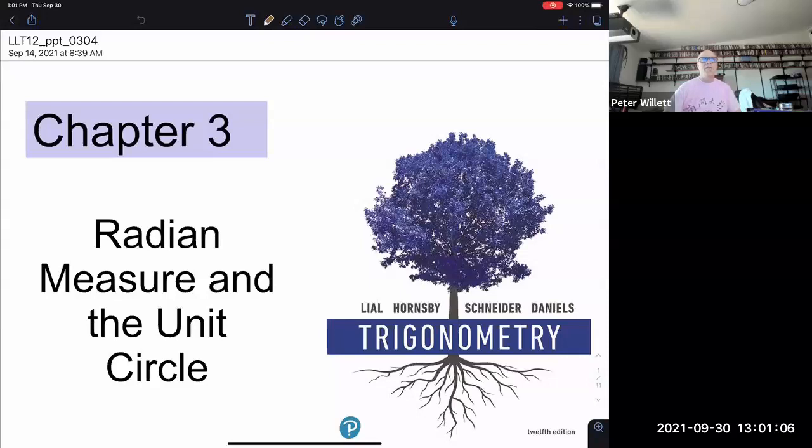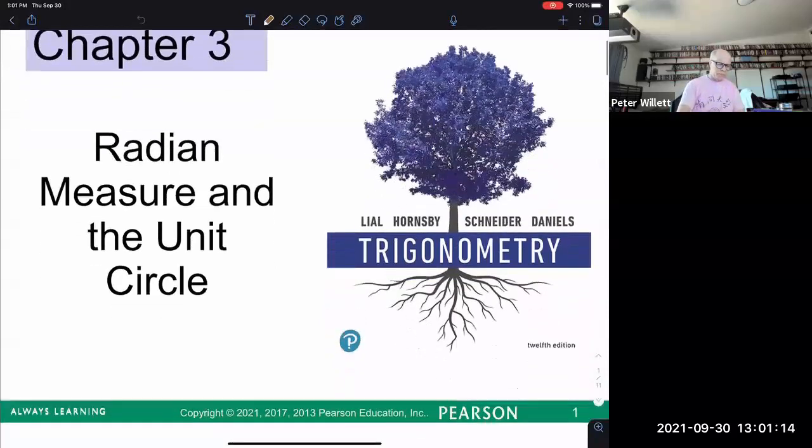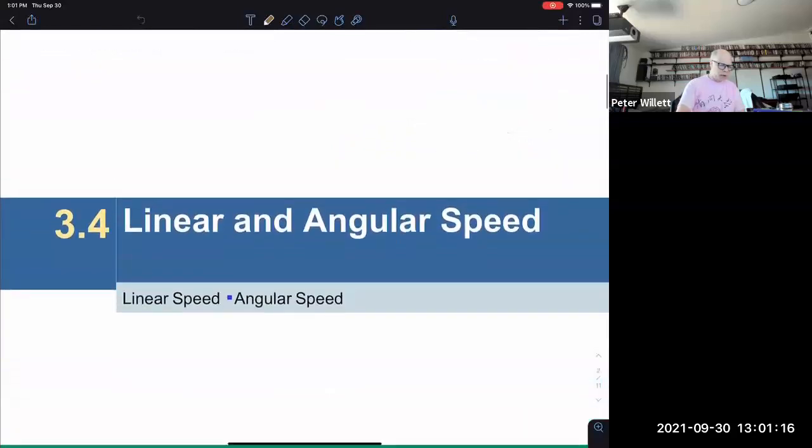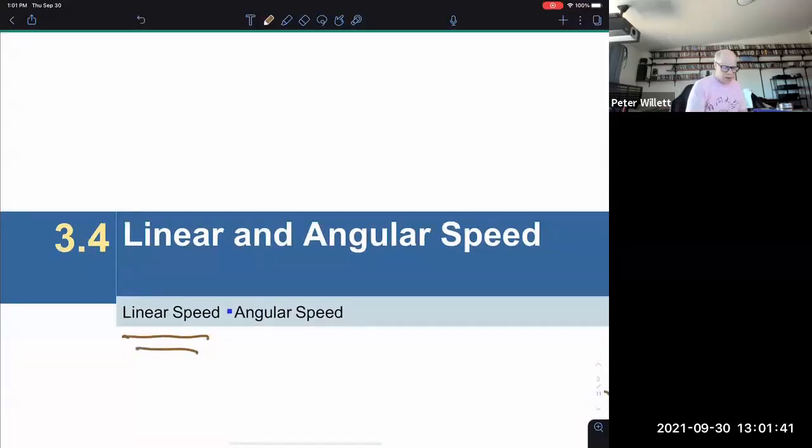Welcome to the end of chapter 3. So we had 4 sections in chapter 3 about radian measure and the unit circle. And in this 4th and final section, we only have a couple of things to look at. Happily, we only have 11 slides here, and we want to look at linear speed and angular speed. Those are the 2 concepts for 3.4.